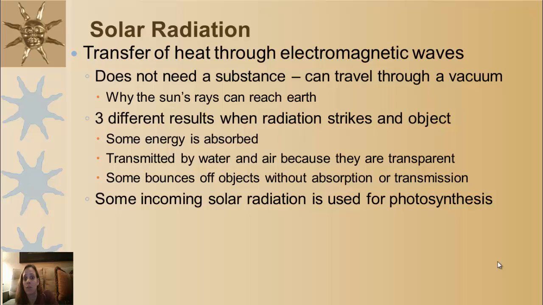Some incoming solar radiation is used for photosynthesis. Some of the incoming solar radiation from the sun is absorbed by plants, and those plants use the solar radiation in order to create food because they are autotrophs.